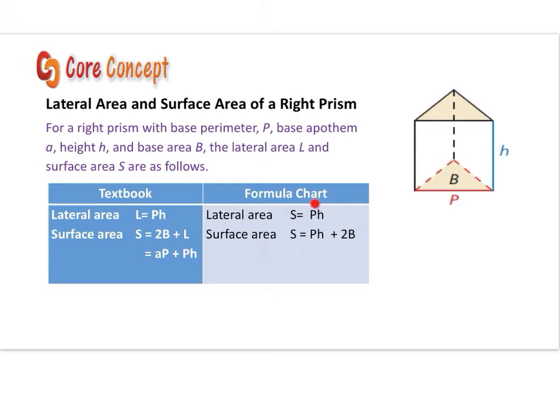Your textbook and your formula chart have 2 different sets of formulas. Both work fine. One thing that might be confusing on the formula chart is the lateral area and the surface area both have the same letter, capital S. So I'm fine if you change it to capital L for lateral area, capital S for surface area. And then our lateral area formula on the right side of the equal sign matches for both the textbook and the formula chart. And the total surface area is a little bit different, but as long as you know what all the letters mean, then both formulas make sense and either work.